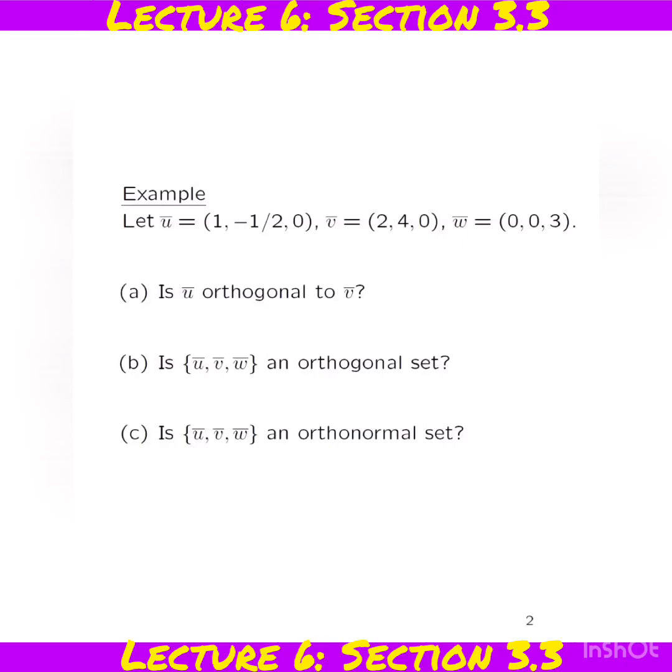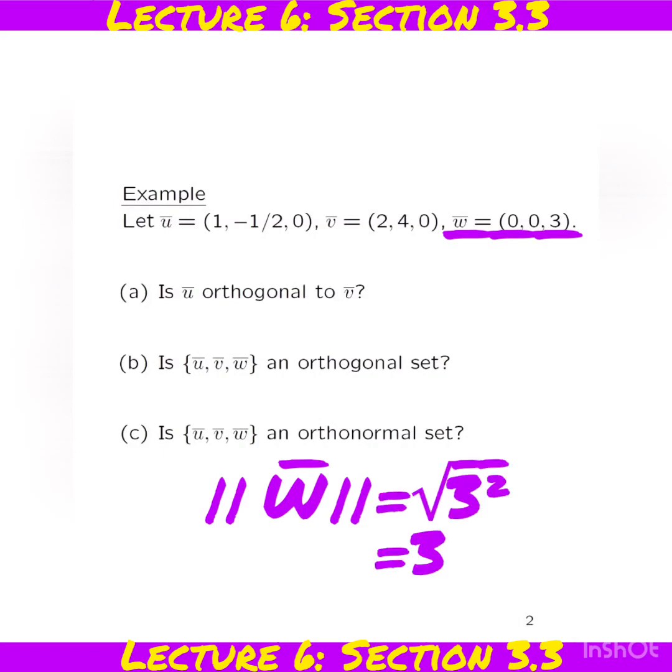The last one, is it an orthonormal set? For it to be orthonormal, we need every vector to have a norm of 1. Now, if you look at W and you work W's norm out, the vector W has norm 3, which is obviously not a unit vector, so that's not an orthonormal set.